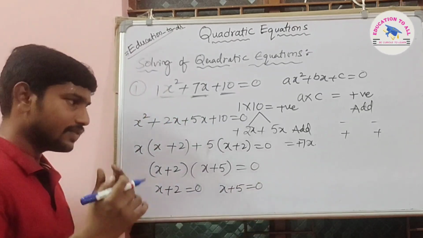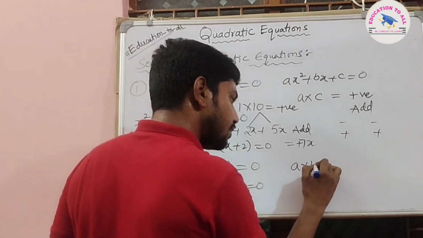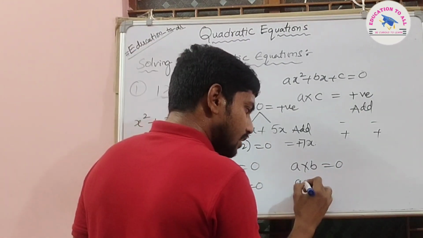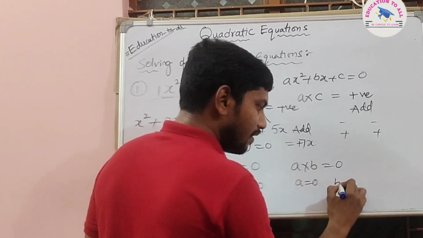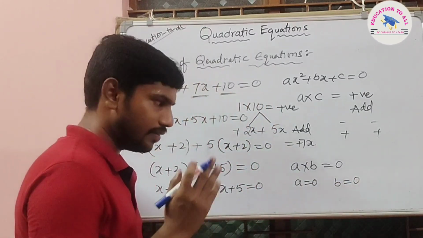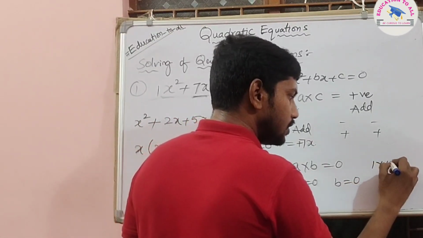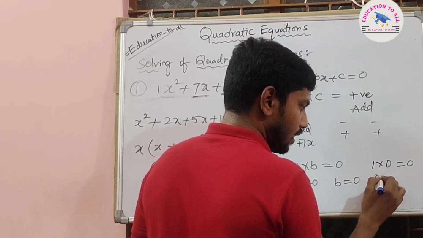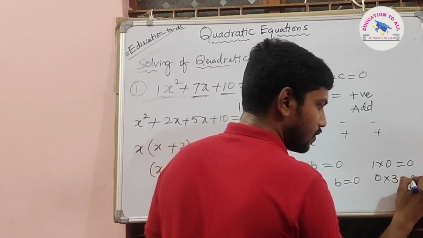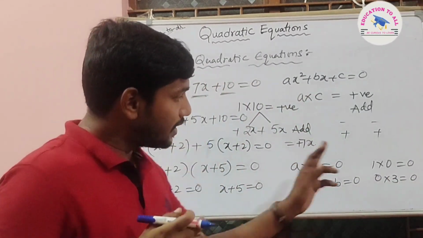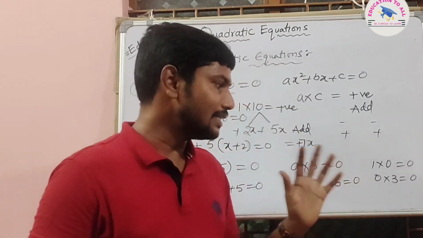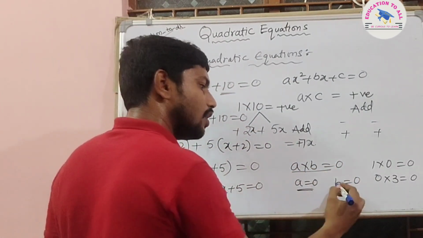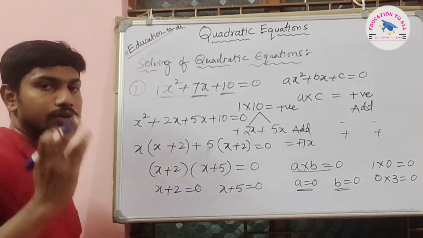Why? Because it's very simple. If I say that a into b equal to 0, then either a is equal to 0 or b is equal to 0. Why is it? Very simple. 1 into 0 will be 0, or 2 into 0, or 0 into some other number 3 equal to 0. If I say 1 into 3, it will never be 0, right? So that's why when the product is equal to 0, either the first one is equal to 0 or the second one is equal to 0.